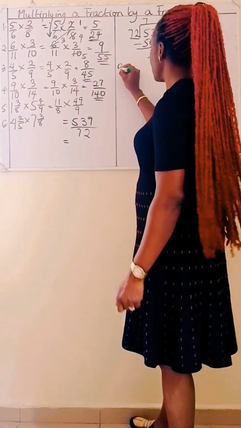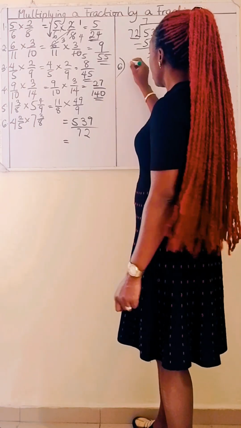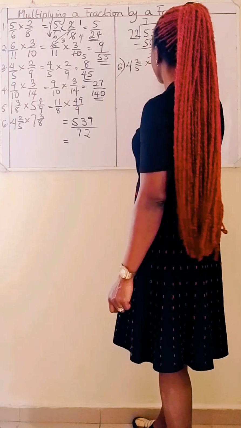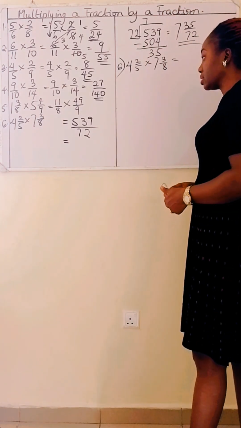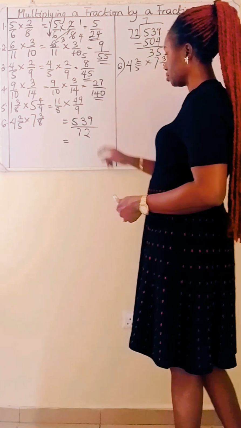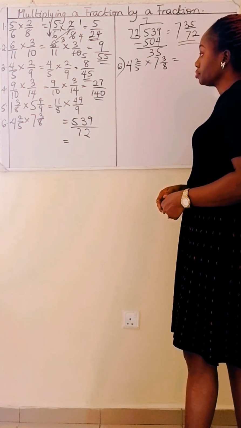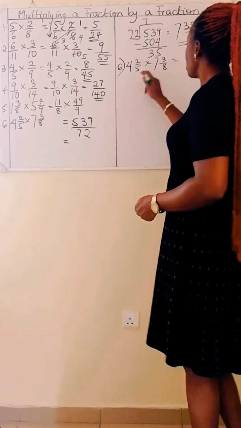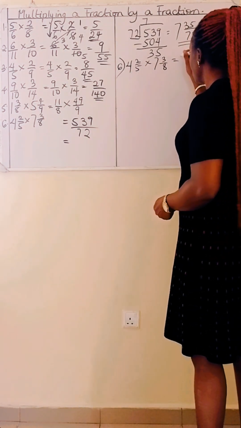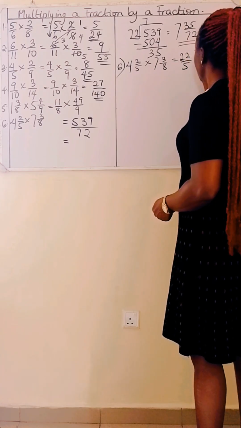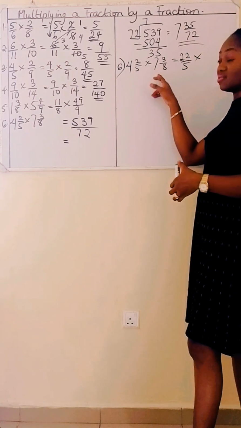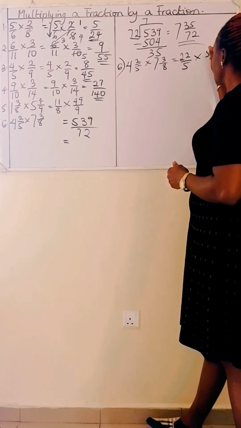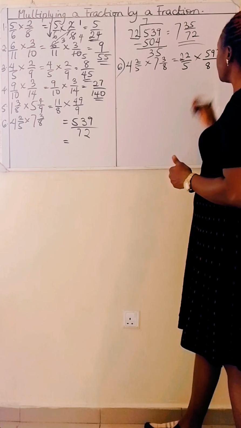Okay? Now question 6. 4 wholes 2/5 times 7 wholes 3/8. So here we're also going to expand it as we did in question 5. So 4 times 5 is 20 plus 2, 22 over 5 times, so 7 times 8 is 56, and then 56 plus 3 is 59 over 8.